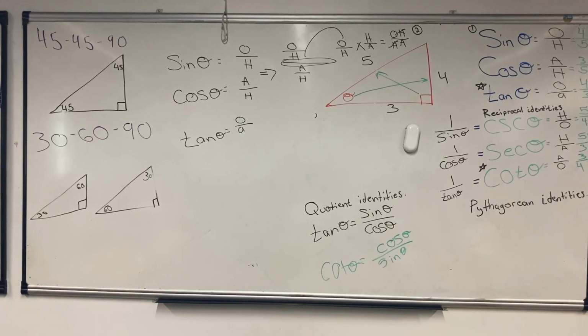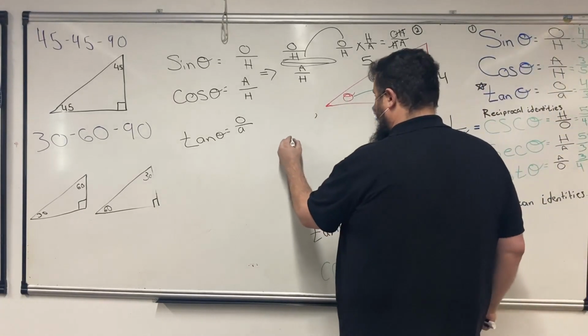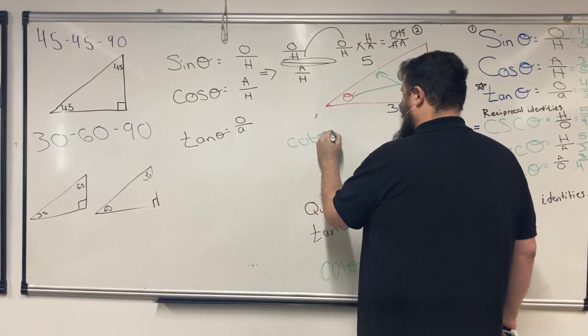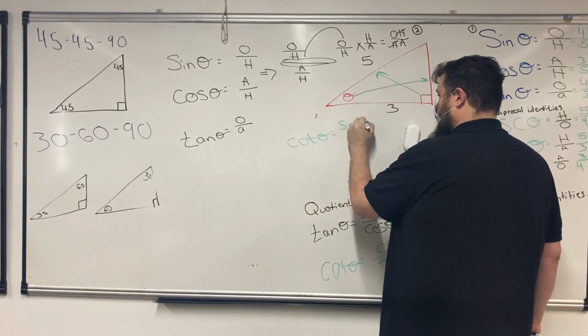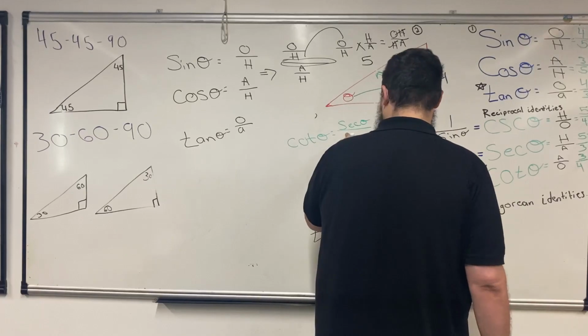So can cotangent also be equal to secant over cosecant? All right, we had a question here. That's a really good question. Say that one more time. Can cotangent also be equal to secant over cosecant?